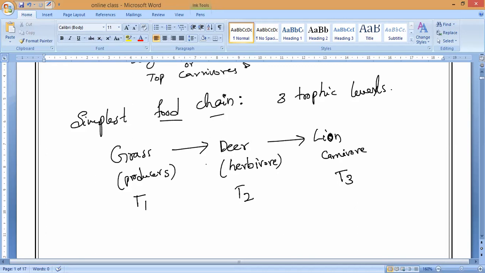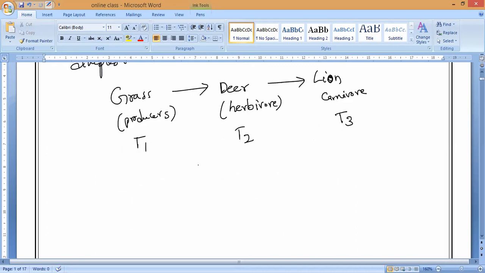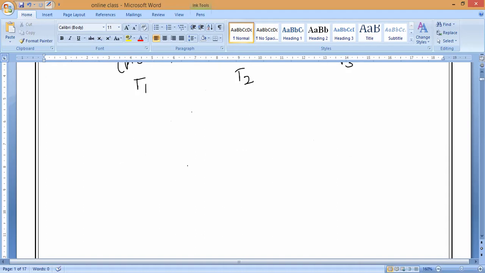Now let us take another food chain which we already studied in the last class. Last class we studied the food web, in which a total of 6 food chains are present. Yes or no?